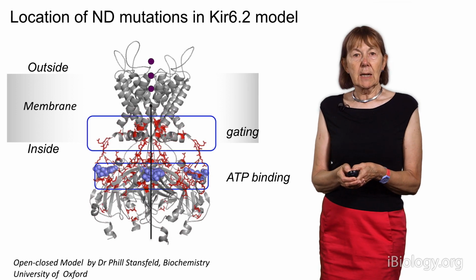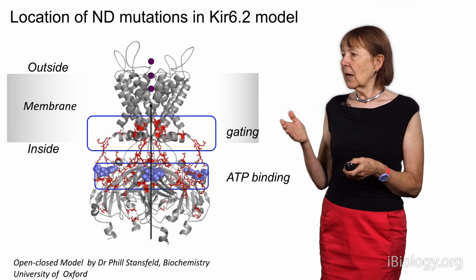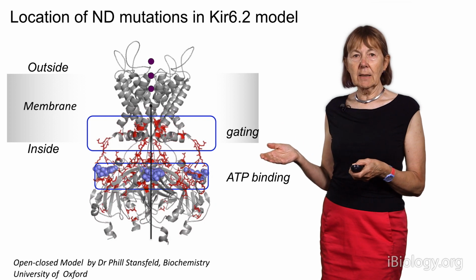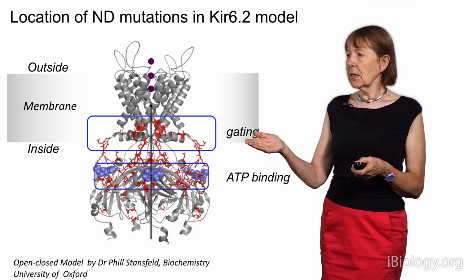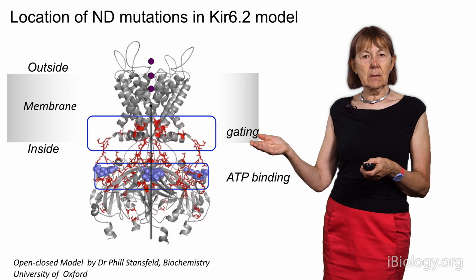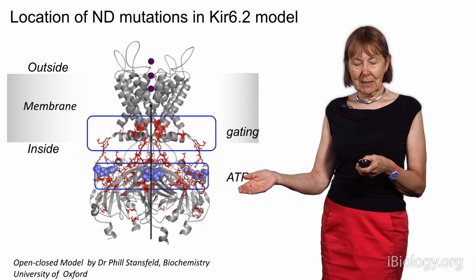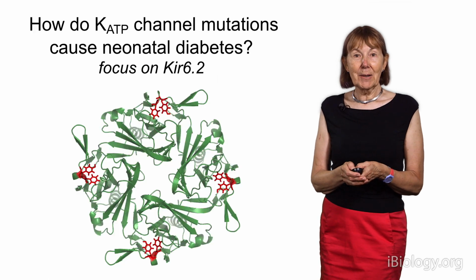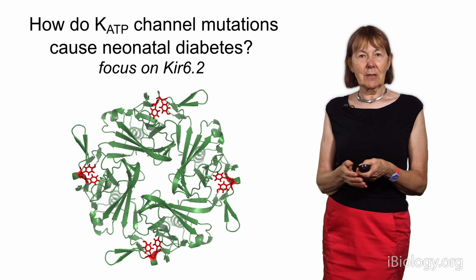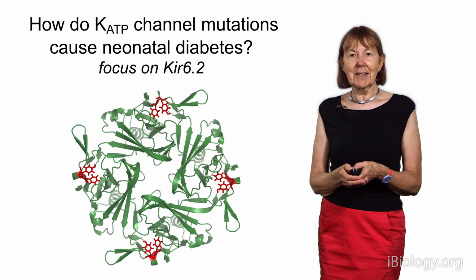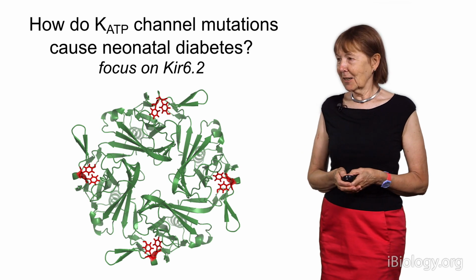And what you'll notice is that all of these seem to lie in the lower part of the channel, in regions which are associated with its opening and closing or gating, or in the region that is associated with ATP binding. So the big question, of course, is how do these mutations cause neonatal diabetes? And again, I'm going to focus on Kir6.2.